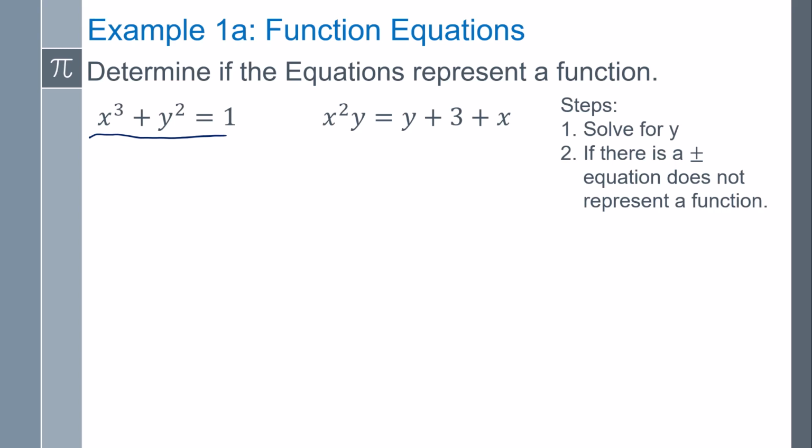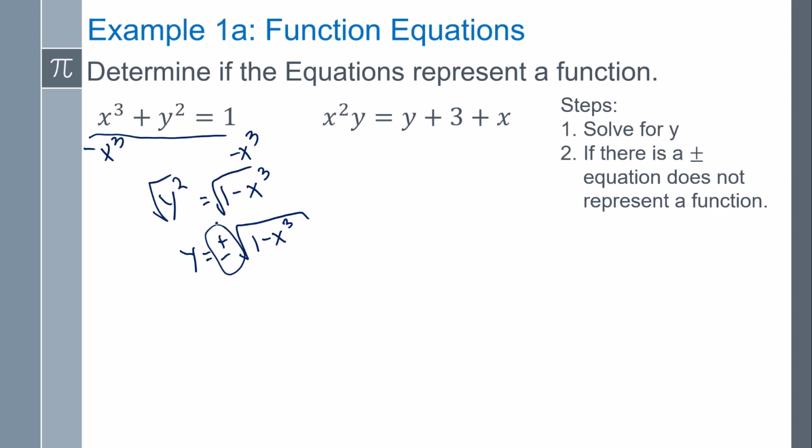by itself. So I want to subtract x cubed on both sides. So I have y squared equals 1 minus x cubed. And then to cancel out the square, I square root both sides, and I'm going to get y equals plus or minus the square root of 1 minus x cubed. Now this is where the characteristic would manifest.